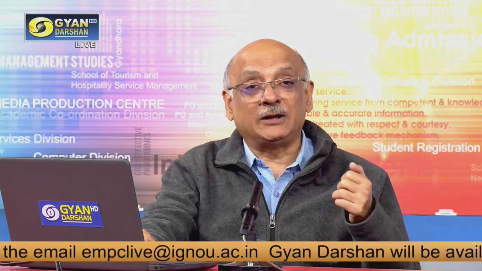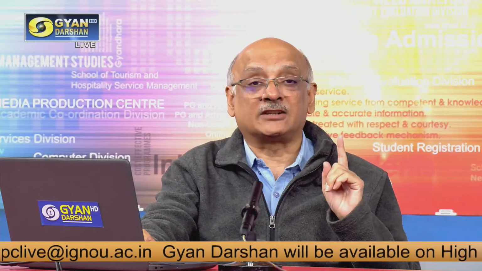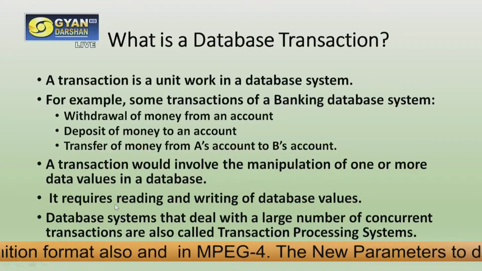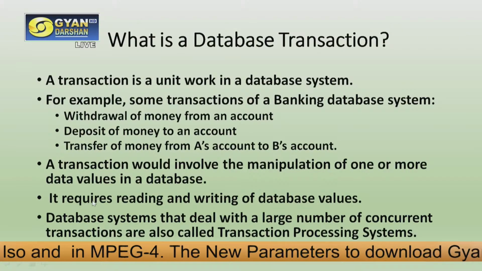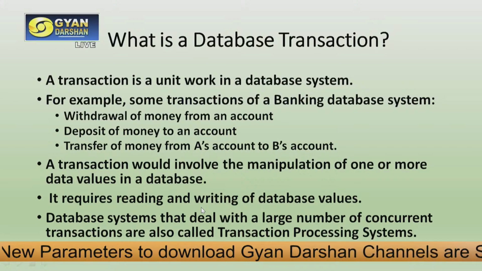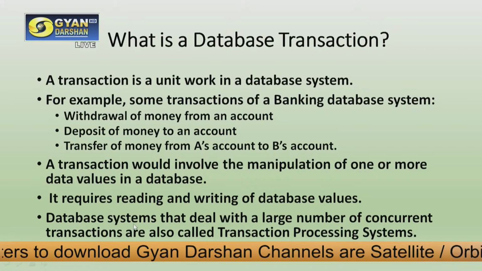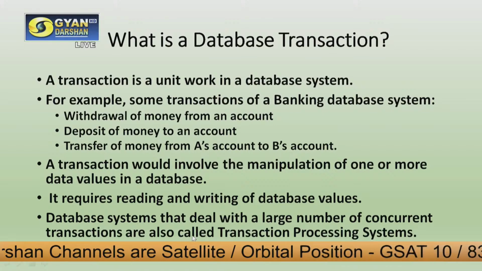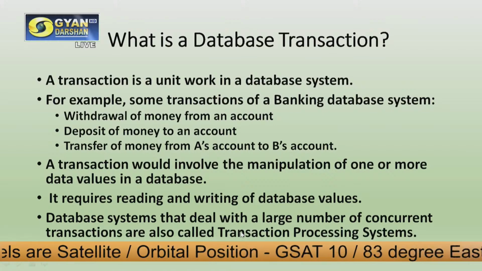So that is very, very important, that in a single transaction, multiple data items may be manipulated. And that is where the transaction becomes very, very important. Okay. Now the next point is that it requires reading and writing of database values. We'll talk about it a bit later. And database systems that deal with a large number of concurrent transactions are called transaction processing systems.